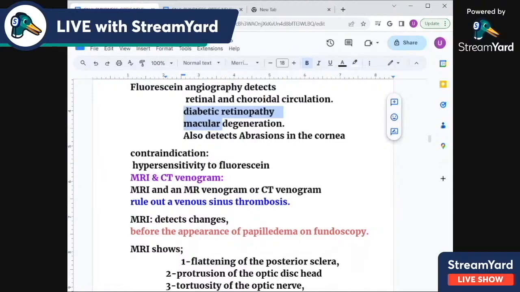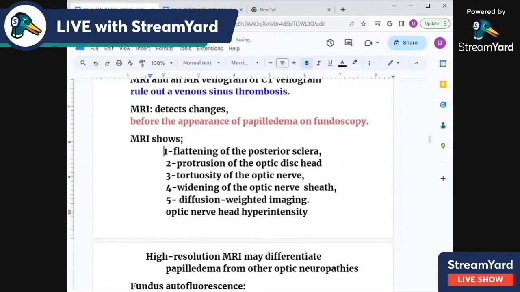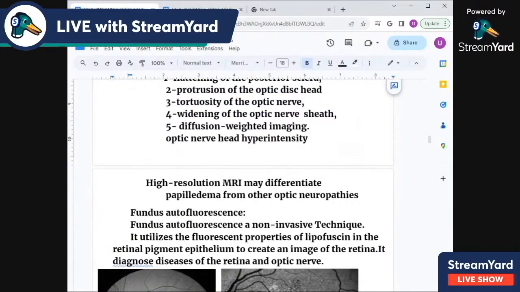MRI and CT. MRI, magnetic resonance venogram, MRI are very important because they detect papilledema before it's visible in ophthalmoscopy. So what are the MRI features in papilledema? Number one, there is flattening of the posterior sclera, widening of the sheath, tortuosity of the optic nerves. So these are the features: the flattening of the posterior sclera, protrusion of the optic disc, tortuosity of the optic nerve, widening of the optic nerve sheath. These are the features which you see from MRI before any changes on direct fundoscopy or ophthalmoscopy. And high resolution MRI may differentiate papilledema from other neuropathies.